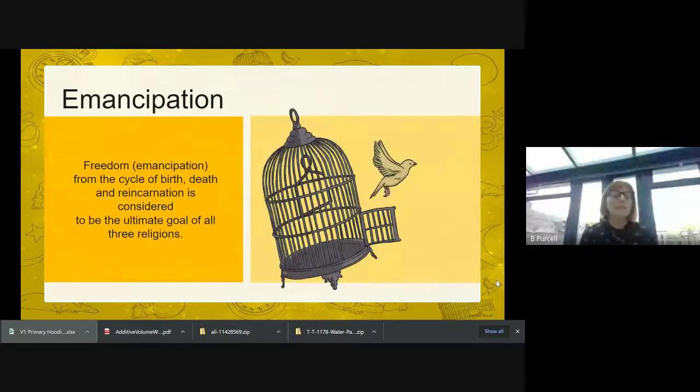Freedom, emancipation from the cycle of birth, death, and reincarnation is considered to be the ultimate goal of all three religions. So they believe that emancipation, this freedom, is the best possible thing you can achieve.